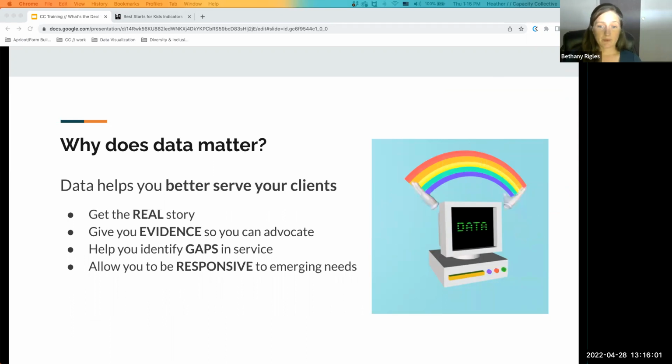Data also helps you better serve your clients by giving you clues, evidence, and stories. You can really get the real story and evidence from clients so you can advocate for them and improve services. It can help you identify potential gaps in the services being offered, and it allows you to be responsive to any emerging needs that your families and clients might have.